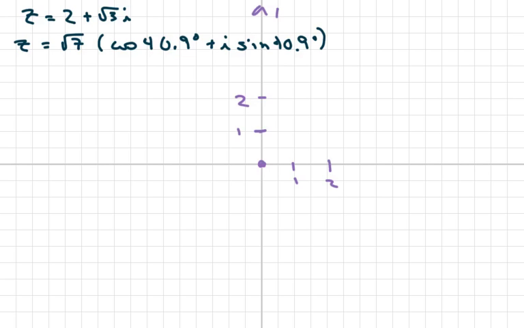This is your imaginary axis. This is your real. And we're going to go close to 2 here. So just kind of go like this up to 2 a little bit. And then we're going to do our angle like this. That would be 40.9 degrees.